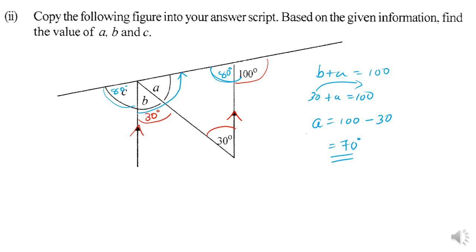I think you understand this. Therefore you can write b is equal to 30, a is equal to 70, and c is equal to 80. So I think you understand the relationship among all the angles which are made by a pair of parallel lines and a transversal.